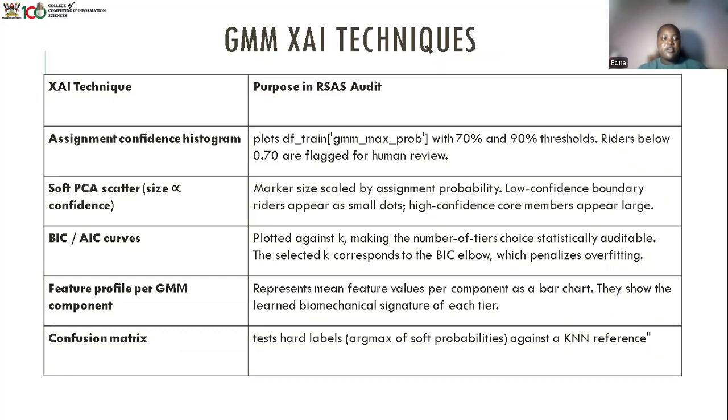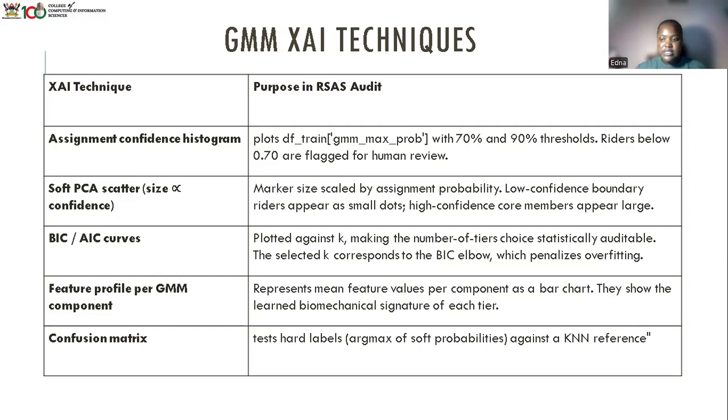We have 5 GMM explainable AI techniques, and starting with the assignment confidence histogram, which plots the distribution of the GMM max probability with the threshold lines at 0.70 and 0.90, which is 70% and 90%, such that any rider below 70% is ambiguous and automatically flagged for human review rather than receiving an automated tire decision.